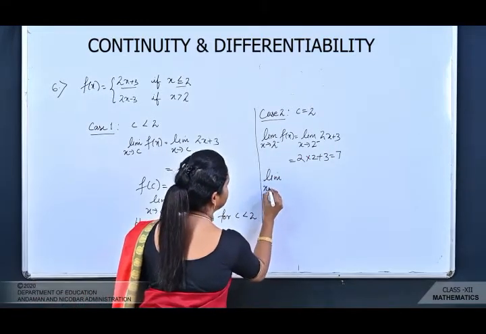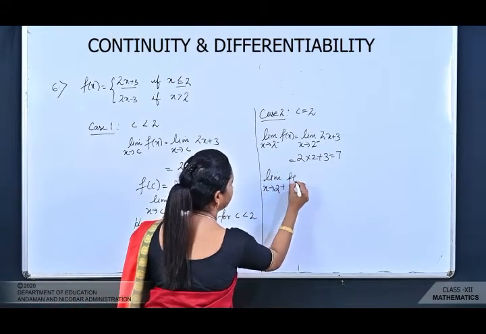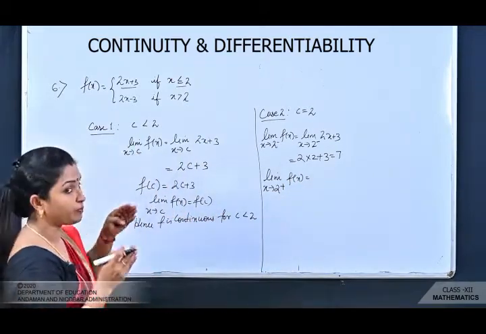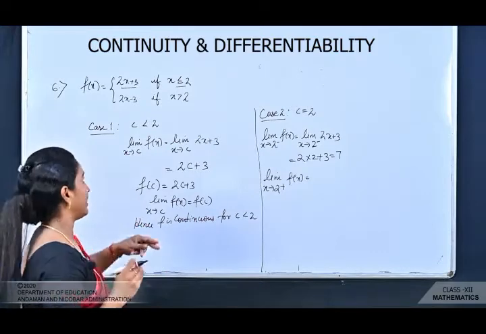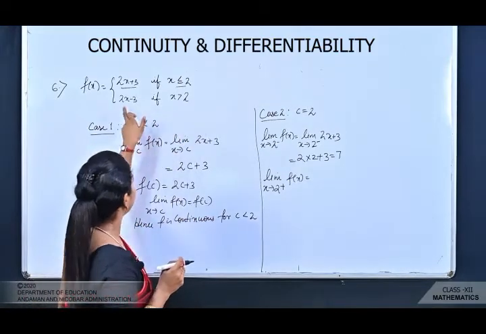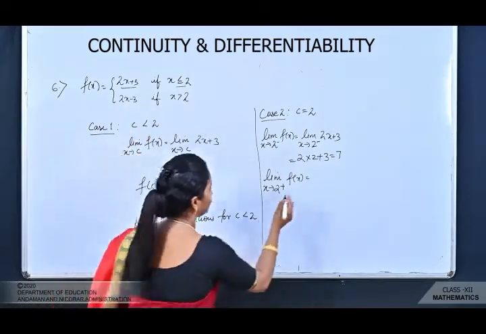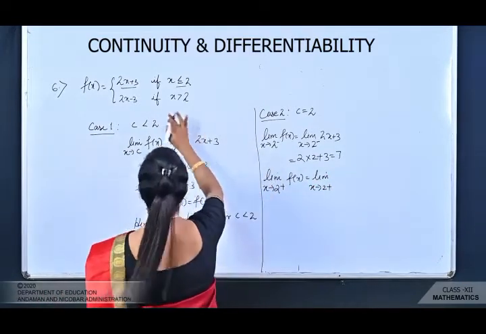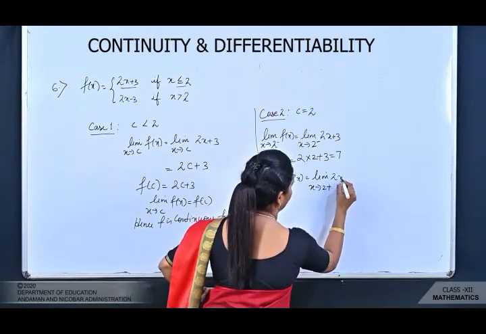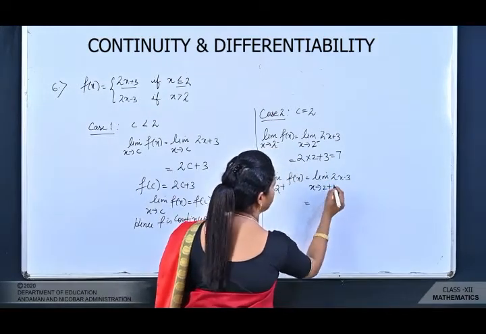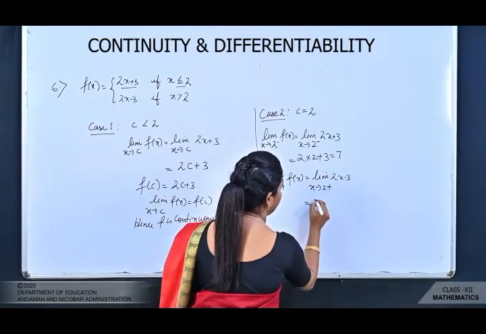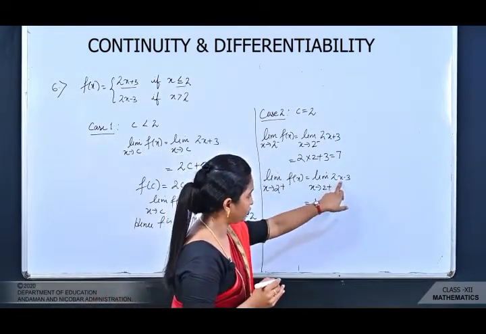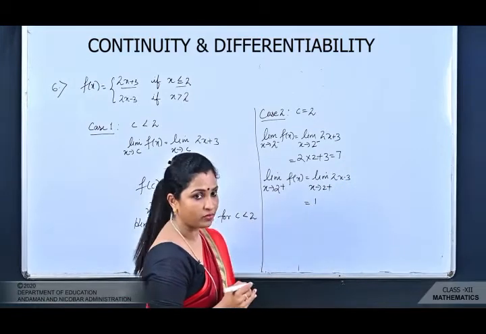Now the second is you are going to take the right hand limit. Limit x tends to 2 plus f(x). Right hand limit means approaching 2 from the right hand side, so x is greater than 2. So which value are you going to take? 2x minus 3. So limit f(x) will be 2x minus 3, and this equals 2 into 2, how much is it? 4 minus 3 is 1. Okay, is it clear? 2 into 2, 4 minus 3, you are getting 1.